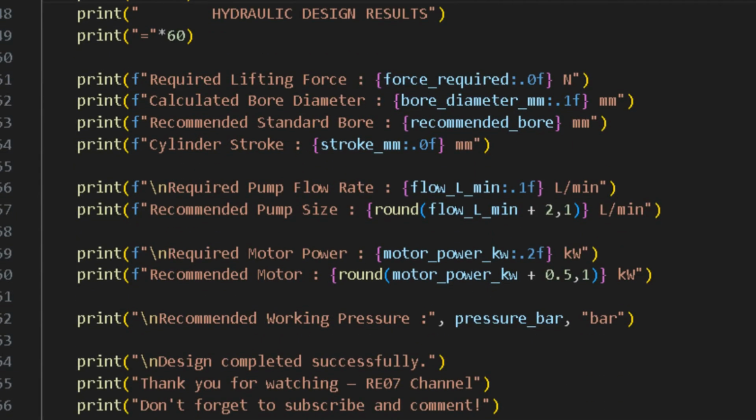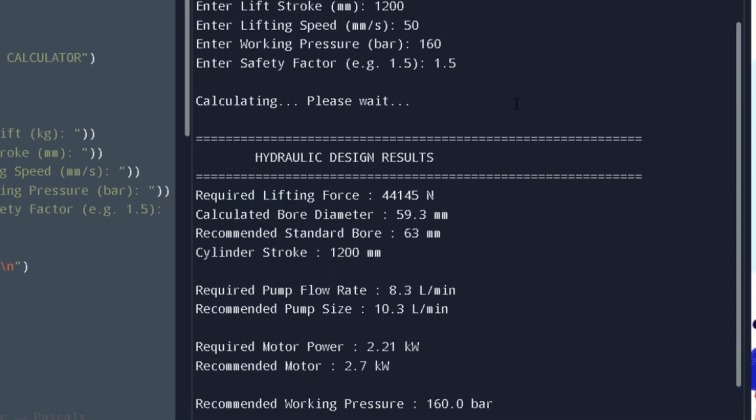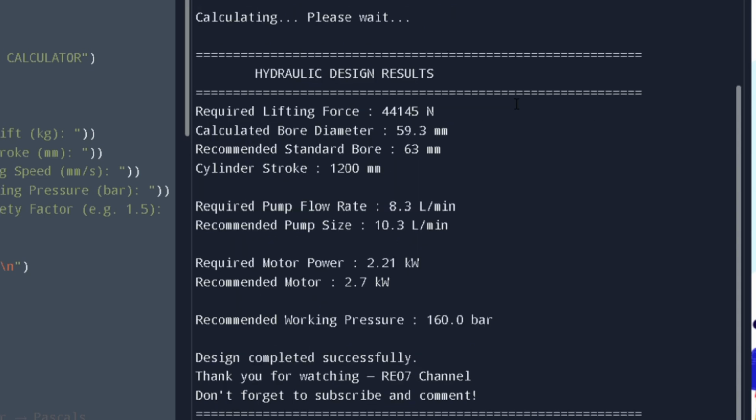After performing all calculations, the program prints a clean and professional result summary: required lifting force, calculated bore diameter, recommended standard cylinder size, pump flow rate, recommended pump capacity, motor power, and recommended motor rating. At the end, the program displays a friendly message thanking the viewer.